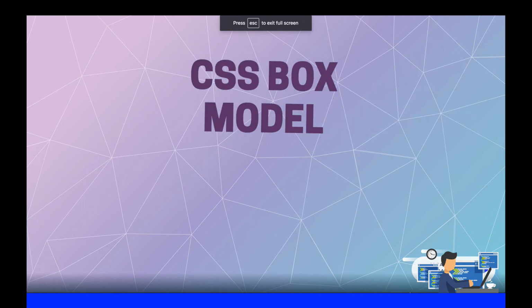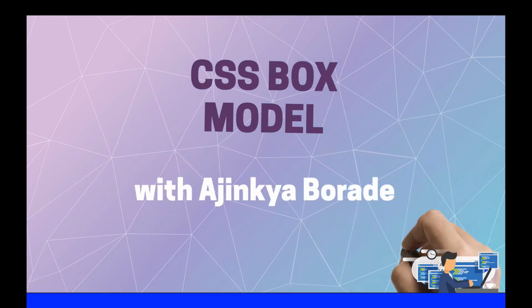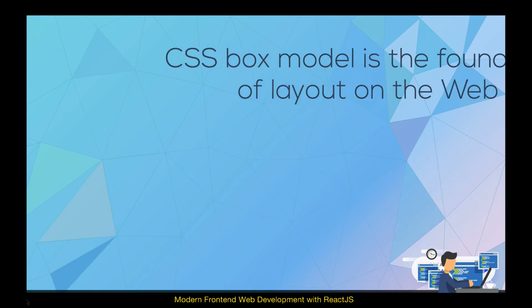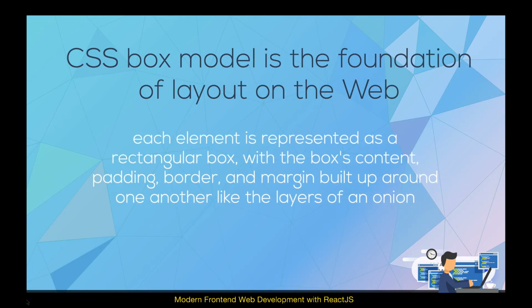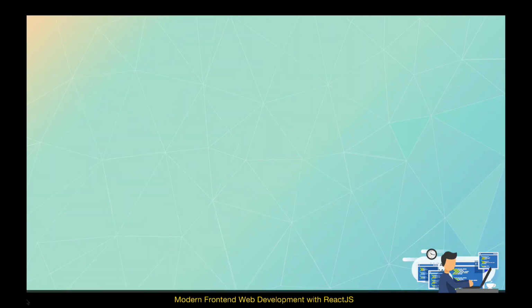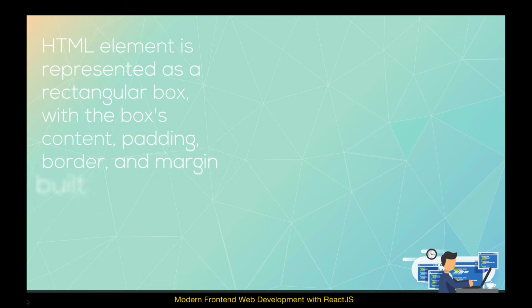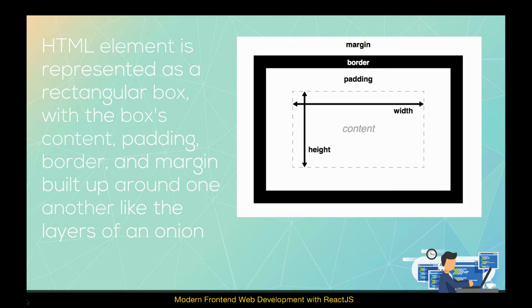CSS box model is a bit difficult concept to grasp at the beginning, but it's the foundation of web development, so you have to learn it. HTML element is represented as a rectangular box with the box content, padding, border, margin built up around one another like layers of an onion, as you can see in the screenshot.